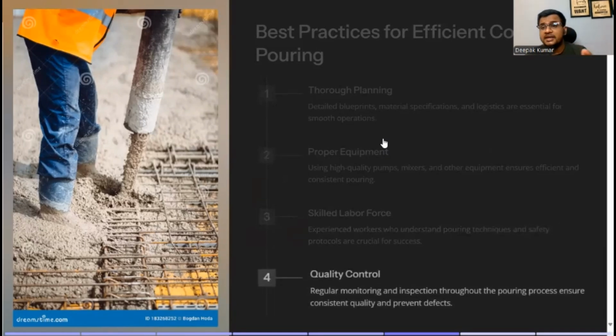And now the quality control. We also have quality control, QA and QC. We have slump test, aggregate test, QA, QC tests, basically the lab parts. Quality control is basically regular monitoring and inspection throughout the process. Best practice for efficiency and complete quality gives us consistent quality and fewer defects also.